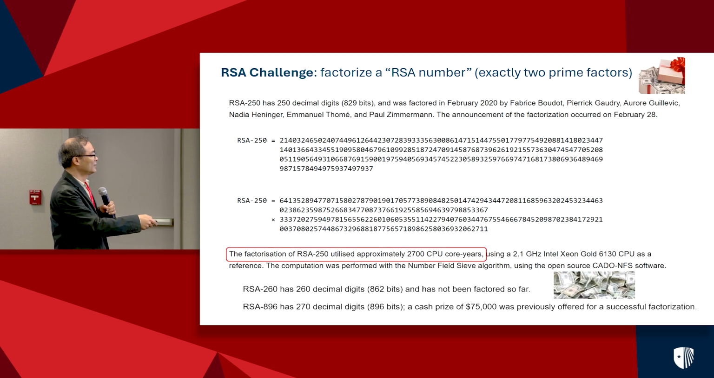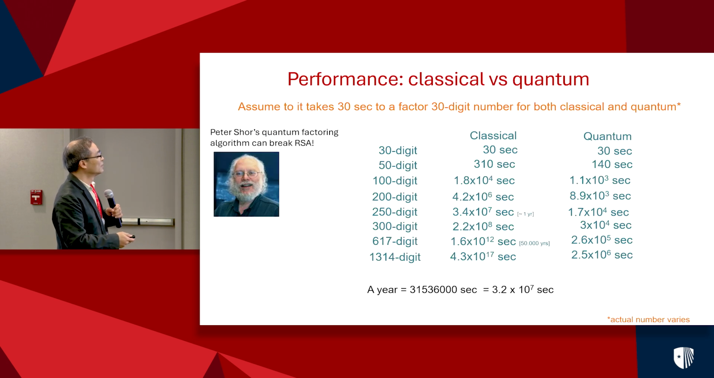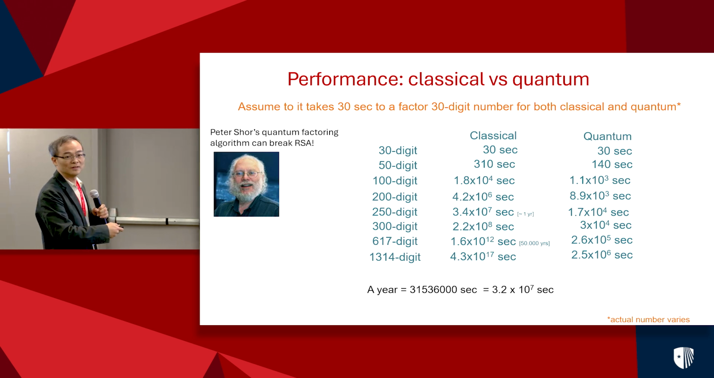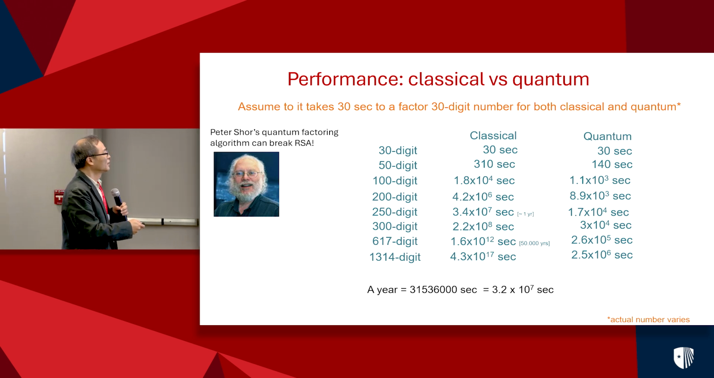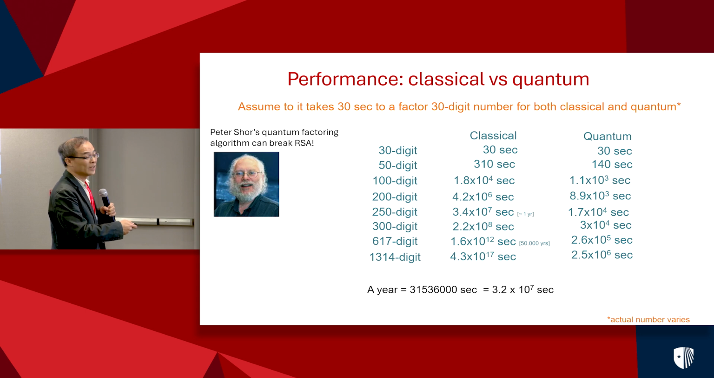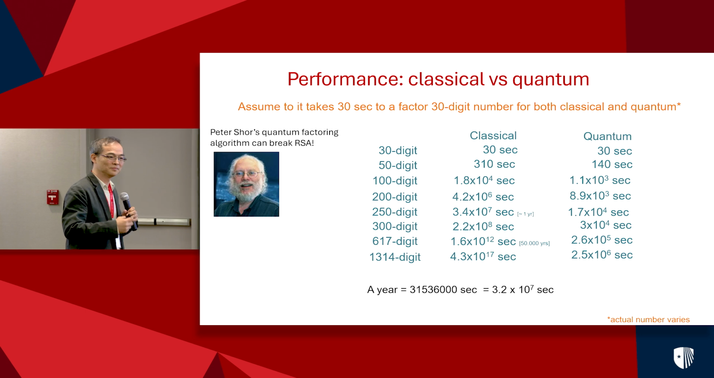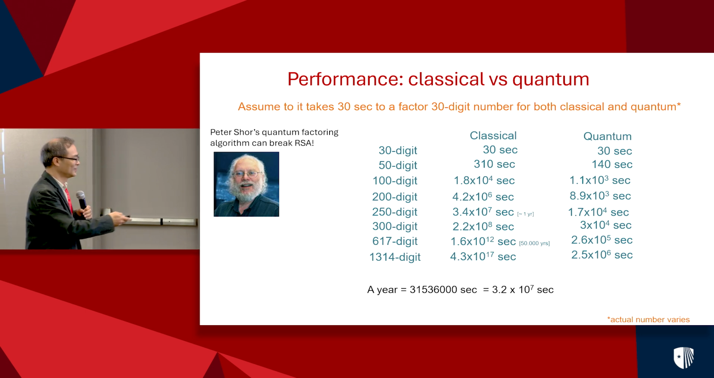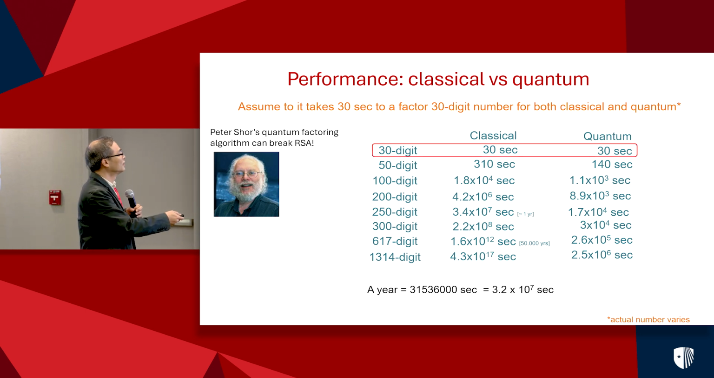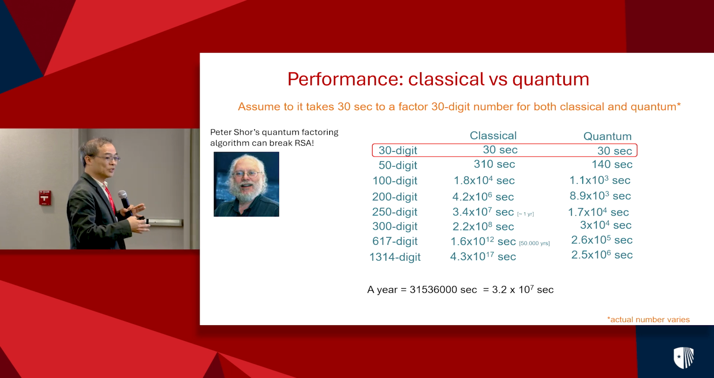Okay, and there are even larger numbers for you to solve. Some come with a cash prize, 270 digit, cash prize of $75,000. So it's hard. But Peter Shor was a mathematician who proposed a factoring algorithm based on quantum mechanics. Although he did not have a quantum computer at that time, in his head he could process that kind of thinking. He said, I can actually do it much better.